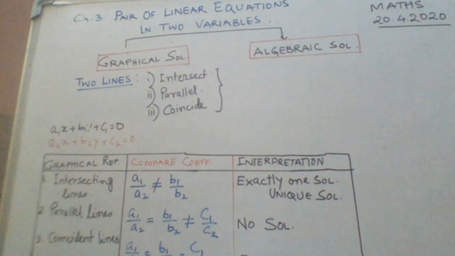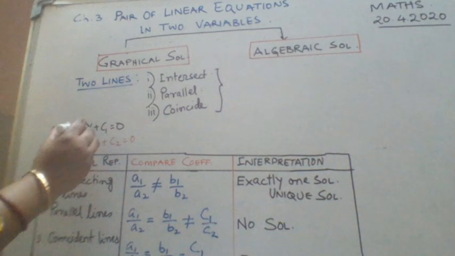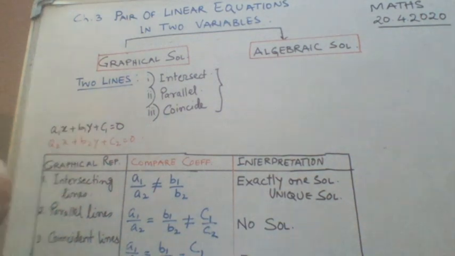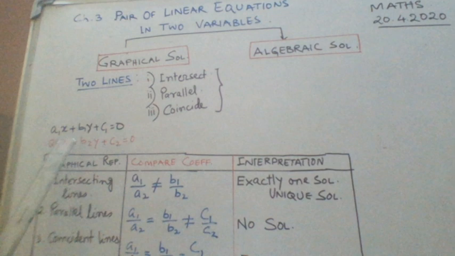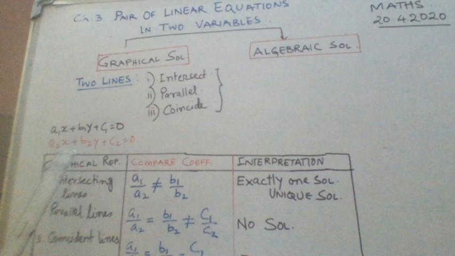So with this, we just take the general form of linear equations in two variables. In the very first class, we have come to know that the linear equations in two variables in the general form can be written as a1x plus b1y plus c1, and the second equation you call it as a2x plus b2y plus c2.